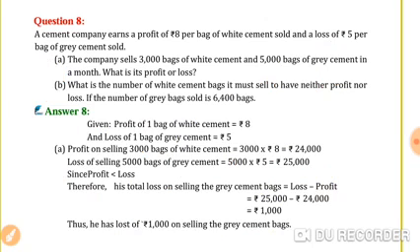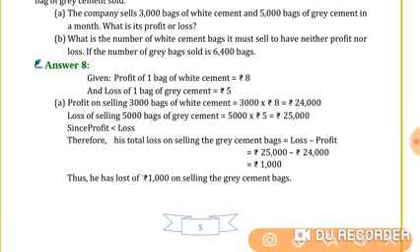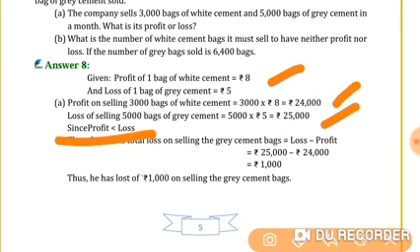So we can write like this. Given: profit on 1 bag of white cement is rupees 8, loss on 1 bag of grey cement is 5 rupees, profit on sales is 24,000, loss is 25,000. So since profit is lesser than loss, that's why it got a loss of 1,000 rupees. Okay.